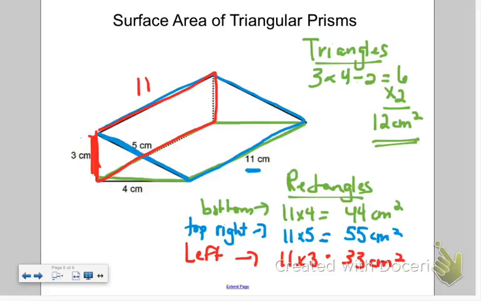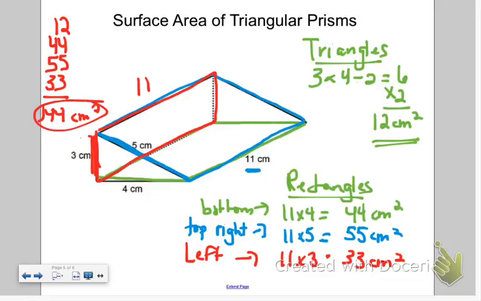I have to add the 12 from the two triangles, the 44 from the bottom rectangle, the 55 from the top right rectangle, and 33 from the left rectangle. So when I add them all up, you can use your calculator. 12 plus 44 plus 55 plus 33 is going to give me a total of 144 square centimeters.